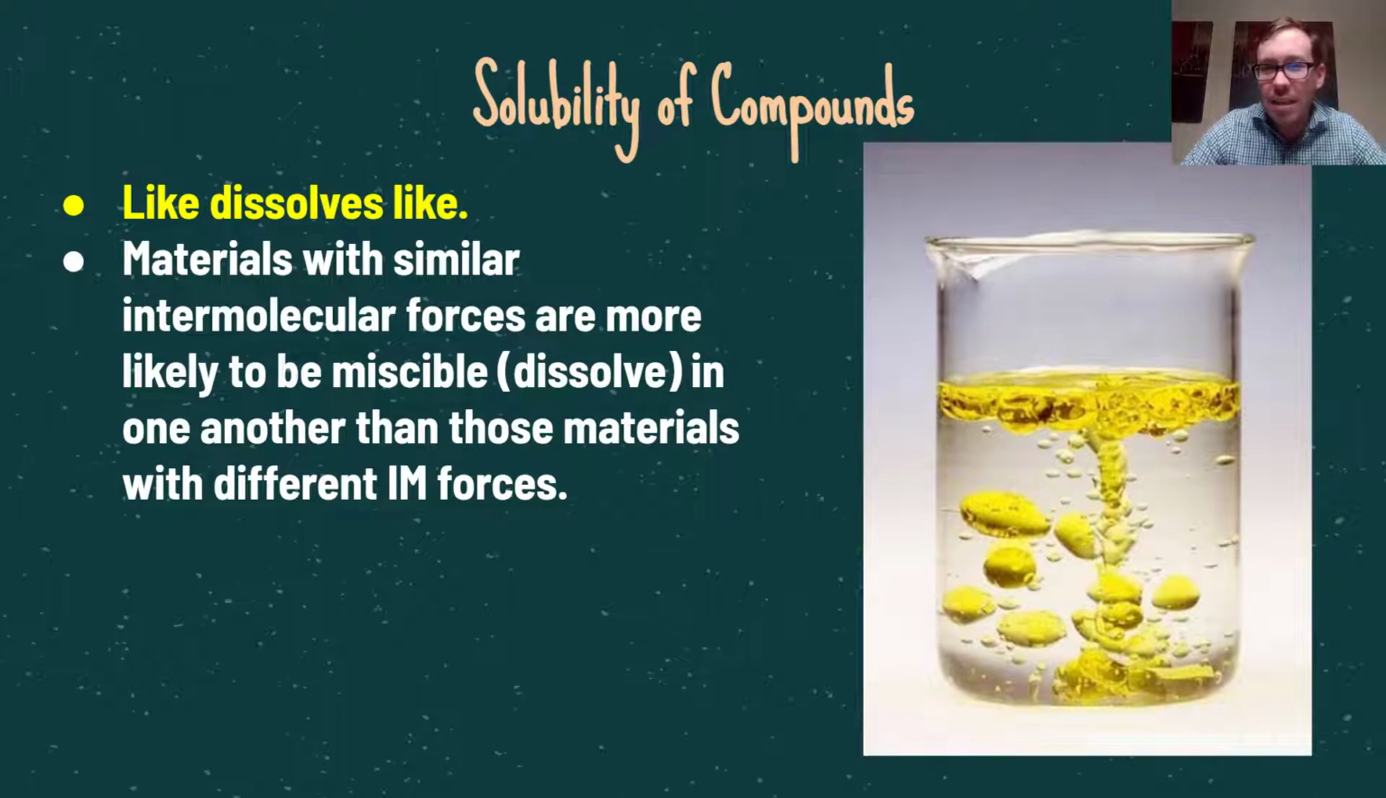The very last thing I want to take a look at is the solubility of compounds. Now, the way we want to think about this is like dissolves like. That is, materials with similar intermolecular forces and similar polarities are more likely to dissolve in one another than those with differing intermolecular forces or differing polarities. This is why things like oil and water will not mix with one another, because oil is nonpolar and water is polar. So if we're trying to determine if two different chemicals have the ability to dissolve in one another, we just simply need to look at their polarities.